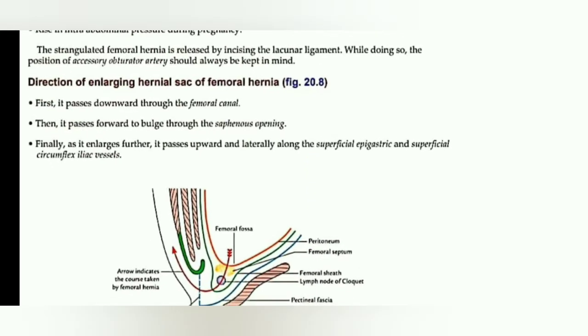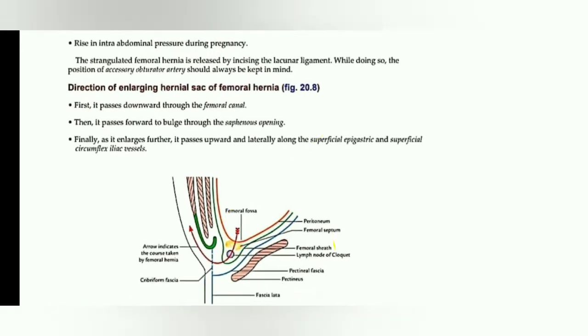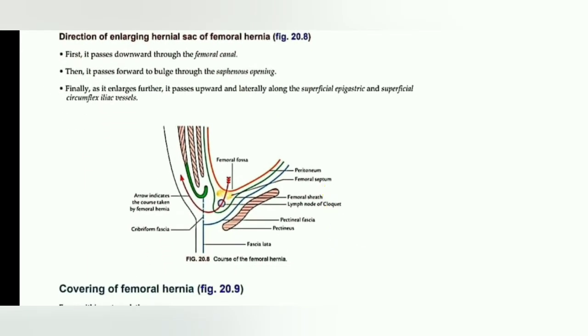What is the direction of enlarging hernial sac of the femoral hernia? First, it passes downward through the femoral canal, then it passes forward to bulge through the saphenous opening, and finally, as it enlarges further, it passes upward and laterally along the superficial epigastric and superficial circumflex iliac vessels.